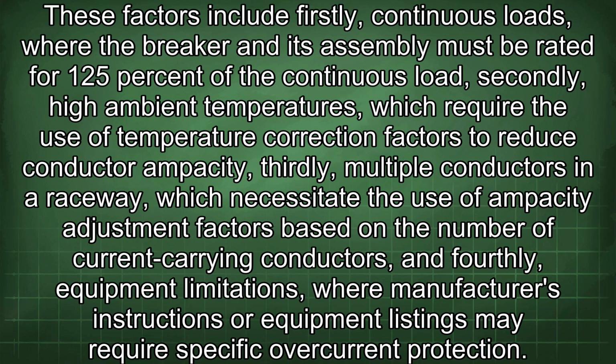These factors include, firstly, continuous loads, where the breaker and its assembly must be rated for 125% of the continuous load. Secondly, high ambient temperatures, which require the use of temperature correction factors to reduce conductor ampacity. Thirdly, multiple conductors in a raceway, which necessitate the use of ampacity adjustment factors based on the number of current carrying conductors. And fourthly, equipment limitations, where manufacturers' instructions or equipment listings may require specific overcurrent protection.